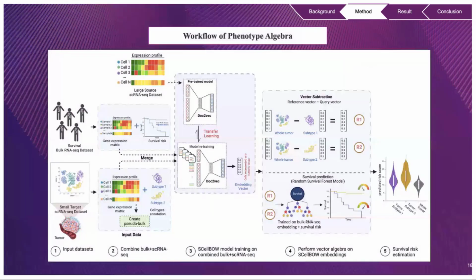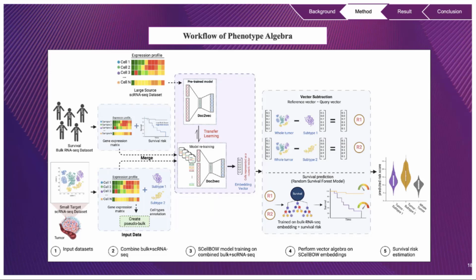So this is the whole workflow of phenotype algebra. Here we have taken the single cell data and the bulk RNA-seq data, which has some of the clinical data, that is the survival data, attached to it. Once we have taken the single cell data, we have created the pseudo bulk based on each of the clones that we have identified.